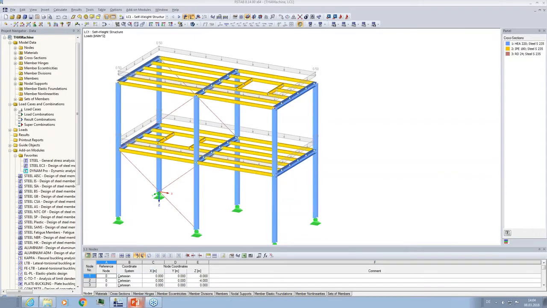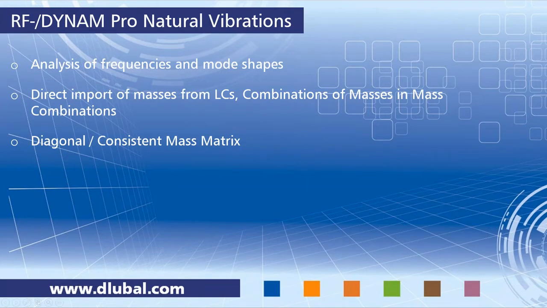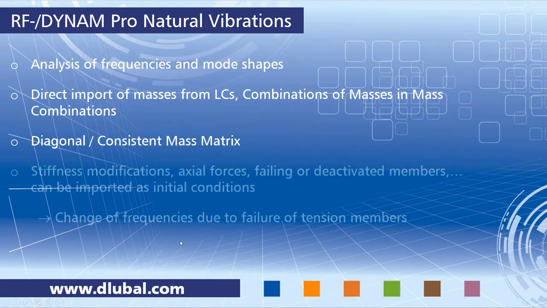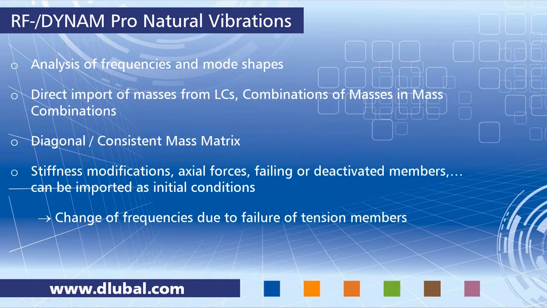So I will start straight away and give you some more details to the DYNAM Pro modules and especially the time history solvers. Let's start with the DYNAM Pro Natural Vibrations. So as the name says already, this is for analyzing frequencies and mode shapes. You can import masses directly from load cases, and you can combine masses and mass combinations. You have different mass matrices available, but the most important thing for today is the stiffness modification feature that I want to show you today.